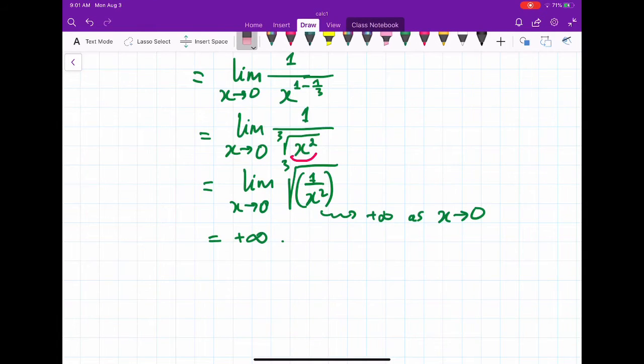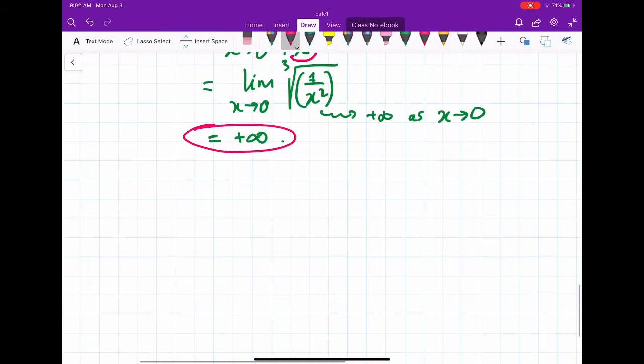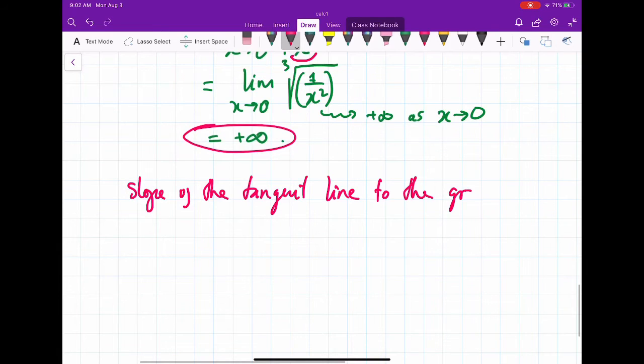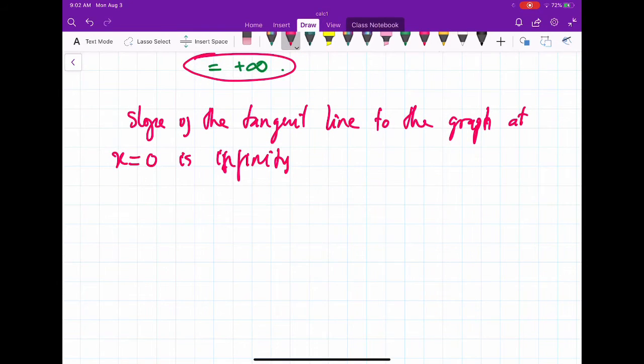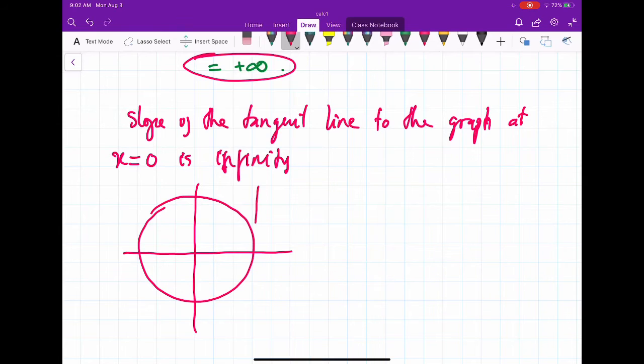So what does it mean? The derivative exists and is equal to positive infinity. That means the slope of the tangent line to the graph at x equal to 0 is infinity. So what is that? You know that the slope of the tangent line is the tangent of the angle between that line and the x-axis. Is that correct? If you remember the unit circle, we have the tangent axis here.